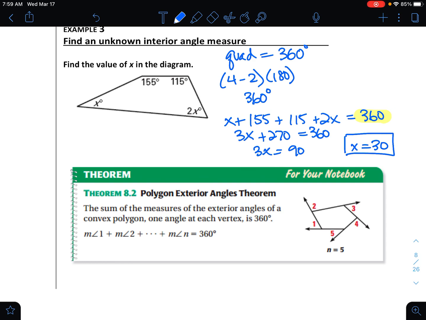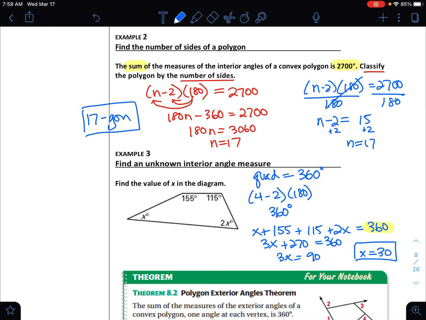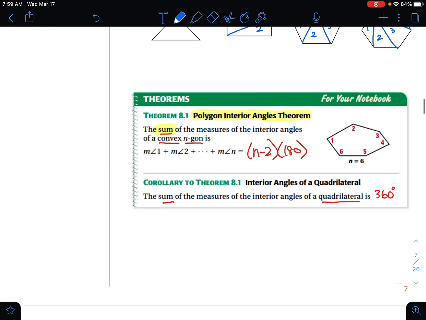All right, so in this video, I'm going to stop here before I go on to exterior. The key element on interior angles is the formula, or the polygon interior sum theorem, where the sum of the angles is n minus 2 times 180. I'm going to move on and do a second video on exterior.